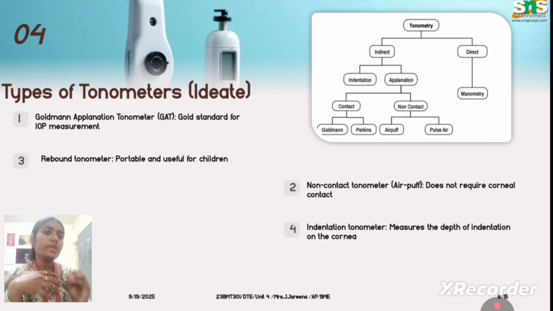And then the last one is the indentation tonometer. Here we measure the depth of indentation on the cornea by placing known weights. By means of it, we can easily find out the depth, that is the depression made by putting a known weight on the cornea. These are the different types of tonometer.